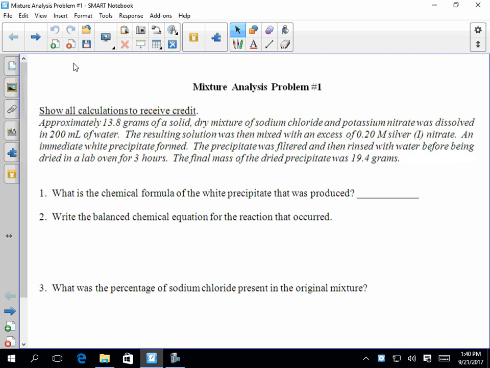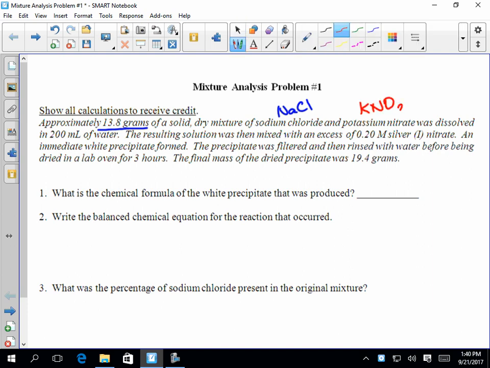How I would do this problem, okay? Wanting to only read it one time, I would say, hey, 13.8 grams. That's an important thing. I'd probably underline that. It's a solid dry mixture of sodium chloride. I would convert that right away into NaCl, and I saw many of you do this, so I think we're on the same page in terms of our thinking. And potassium nitrate, I would write KNO3 above that.